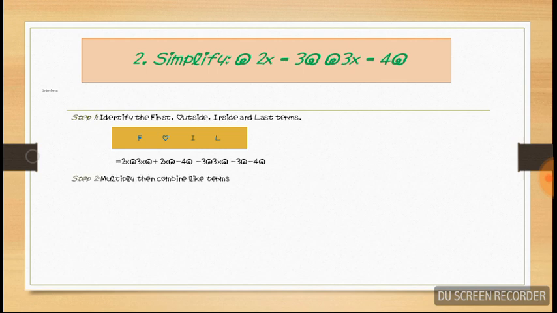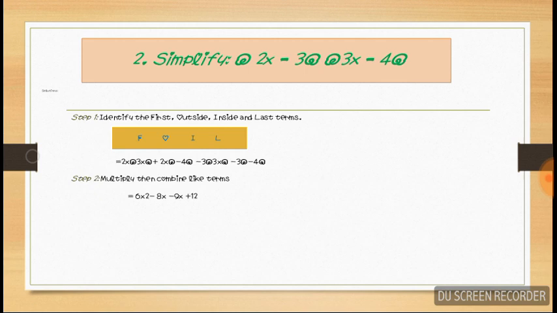So let's multiply. 2x times 3x is 6x squared. 2x times negative 4 is negative 8x. Negative 3 times 3x is negative 9x, and negative 3 times negative 4 is positive 12. Recall that negative times negative is positive, negative times positive is negative, and positive times positive is positive, of course.